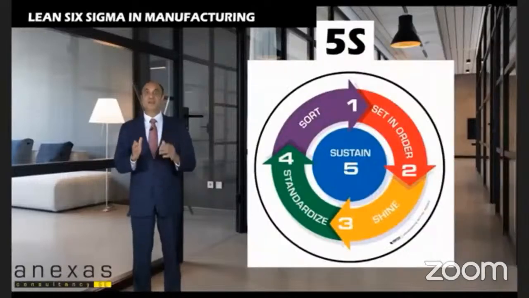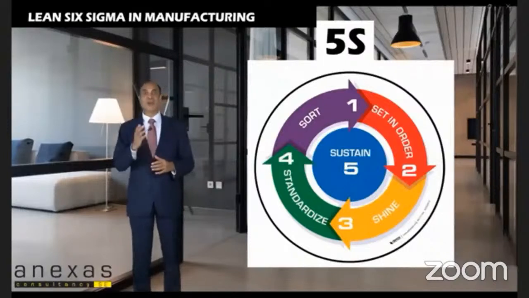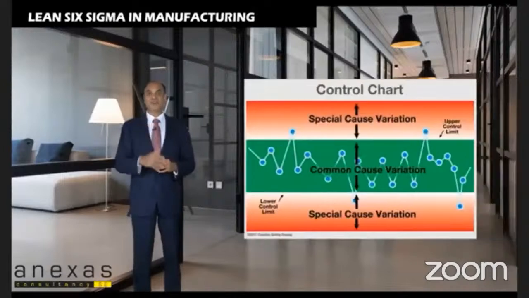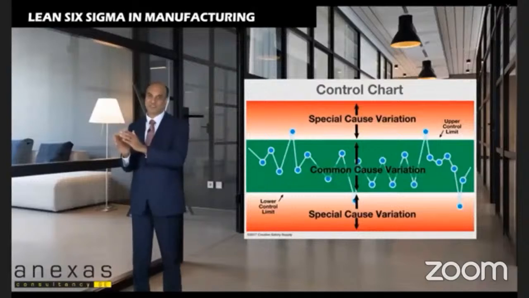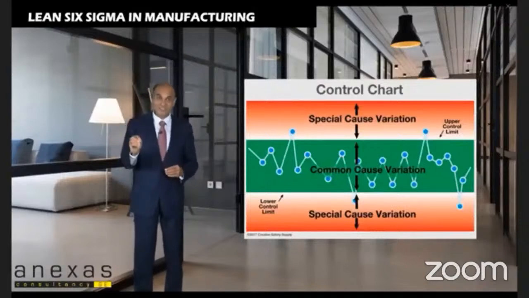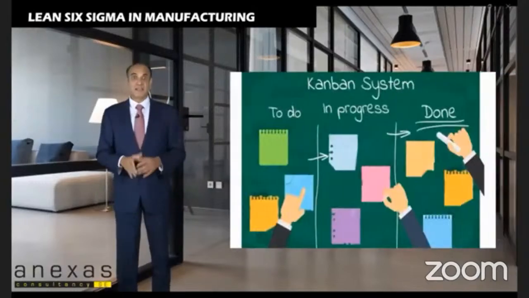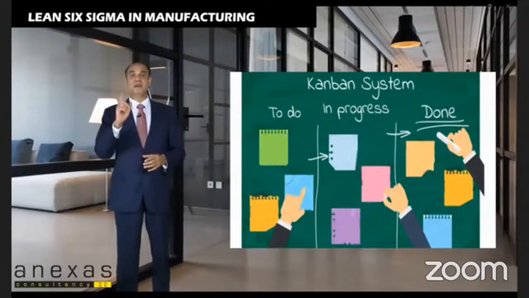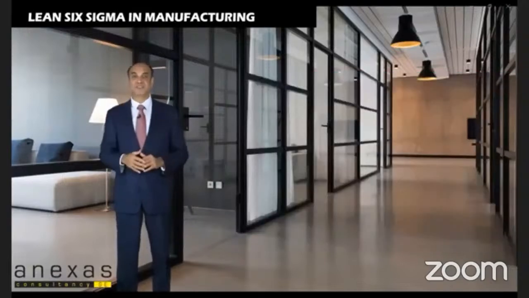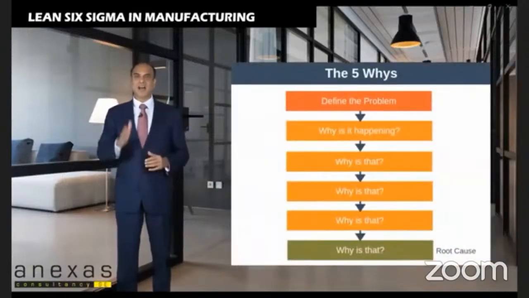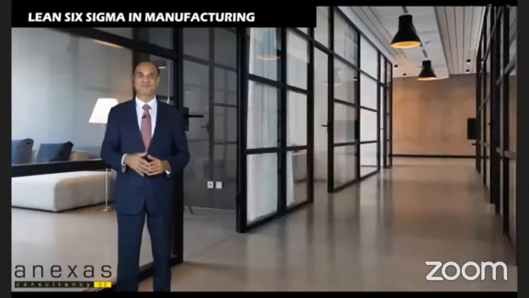5S. A well-organized workplace becomes important if you want to eliminate waste and reduce the errors. 5S is the way to do that. Control charts. By understanding the control charts, you can understand the difference between the common causes and special causes. For special causes, you take immediate action, and for common causes, you take long-term actions. Kanban. It is a visualizing tool for maximizing the flow of goods and work without unnecessary inventory or transportation. Then we have 5 Whys. Ask why 5 times and you will get to the root cause of the problem.